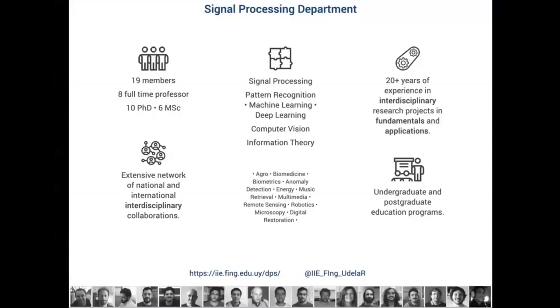At the Signal Processing Department, we are 19 members working on several lines of research related with different kinds of signals such as audio, images, and video, machine learning or pattern recognition, computer vision, and information theory, applied to different domains and disciplines such as agro, biomedicine, and microscopy, among others. We have more than 20 years of experience in interdisciplinary research projects where we mix fundamental research and its applications. Luckily, we also have an extensive network of national and international collaborations.